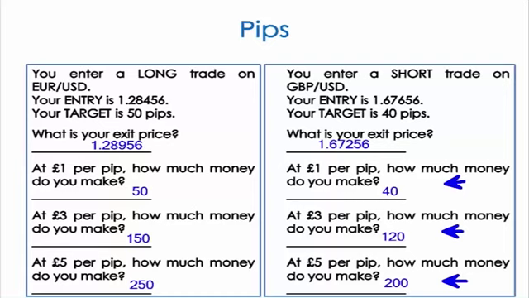And ultimately, it comes down to capital. Again, the more money that you've got in your account, the more money you stand to make. Now, why have we used these £1, £3 and £5 per pip examples and not 10, 20, £30 a pip?